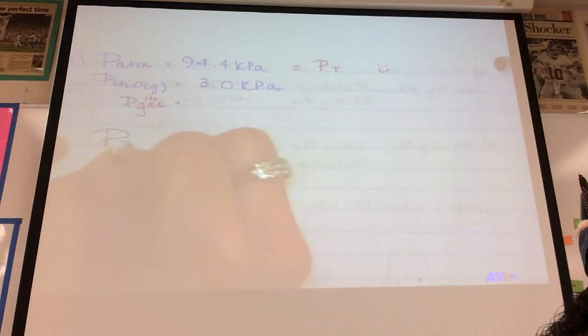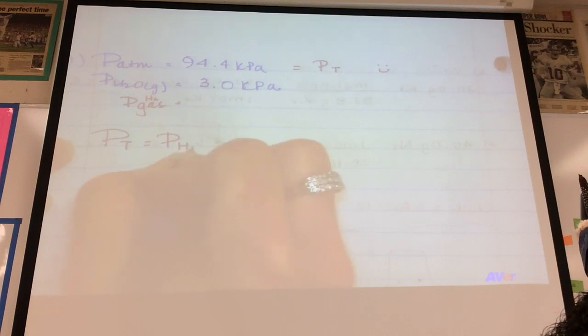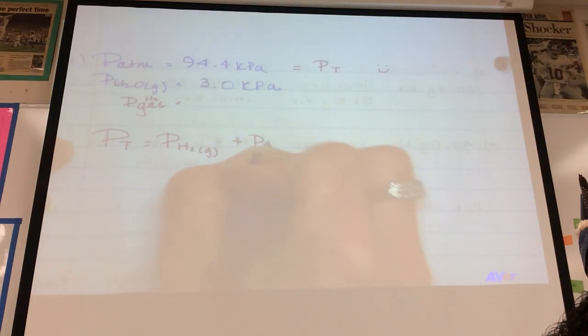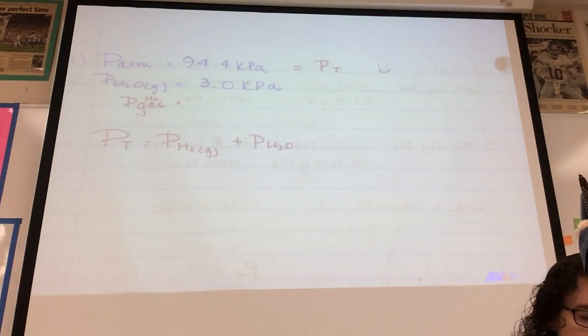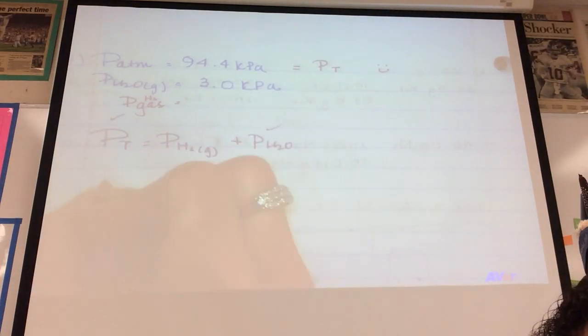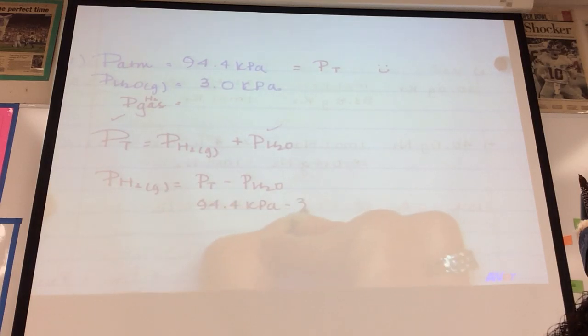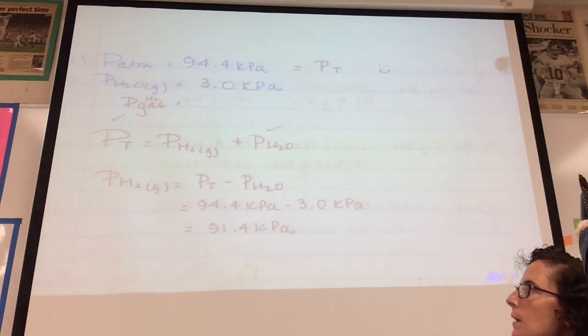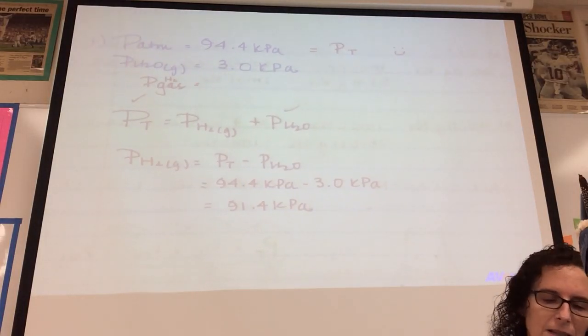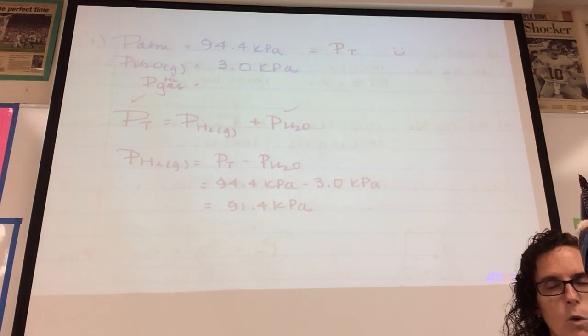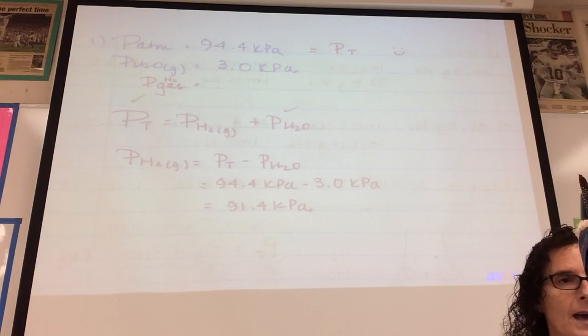We know the total pressure is equal to the pressure of the hydrogen gas we collected plus the pressure of the water vapor. We have this and we have this. So the pressure of the hydrogen gas is equal to the total pressure minus the pressure of the water vapor. That's 94.4 kPa minus 3 kPa. Remember, when you subtract, you go to the least number of decimal places, is 91.4 kPa. So it looked really hard, but it's ridiculously easy. Total minus the water vapor pressure will equal the pressure of the gas.